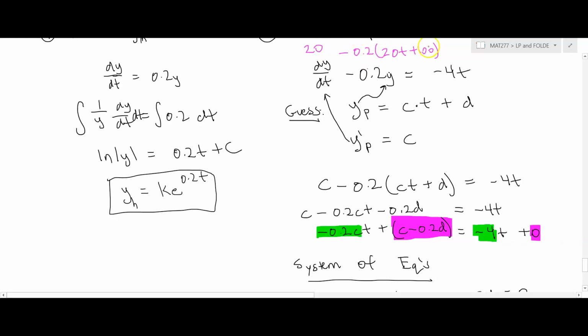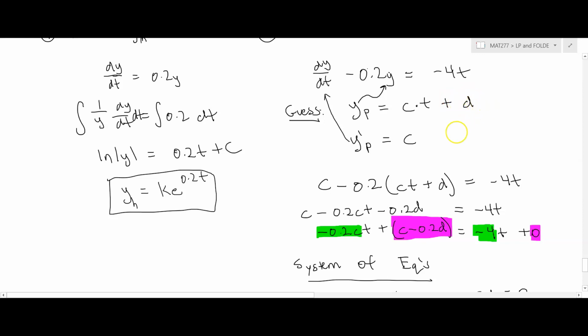-0.2 times 100 is -20. -20 plus 20 is 0, and so then I'll just have -4t on the left, -4t on the right, and so they are in fact equal to each other. What we did here again is the method of undetermined coefficients. We started off with a guess that wasn't quite right because we left off this plus this constant term.